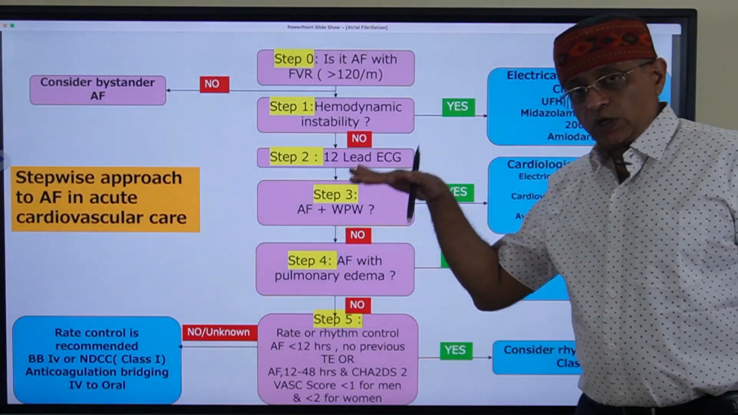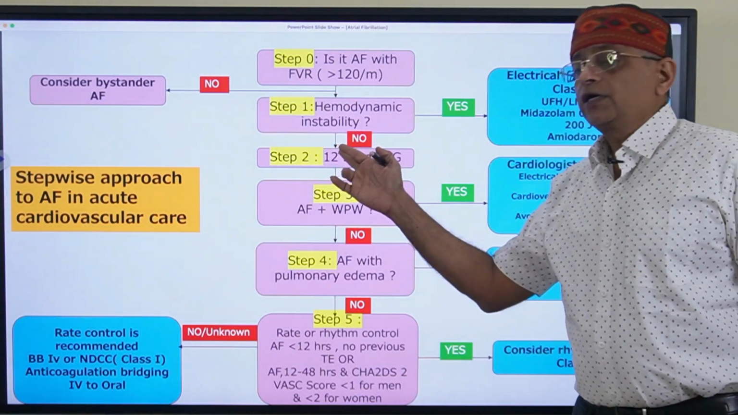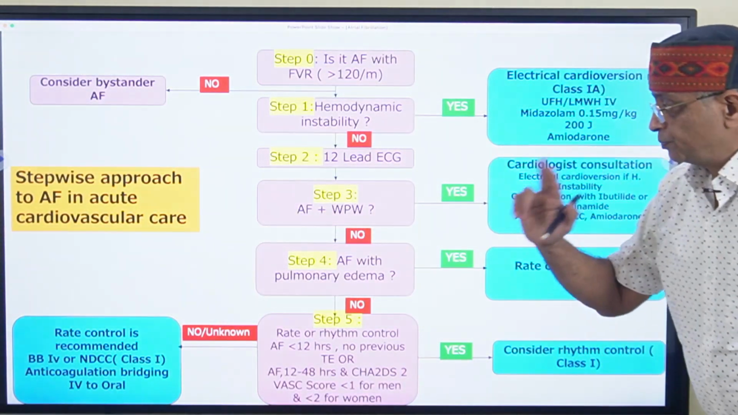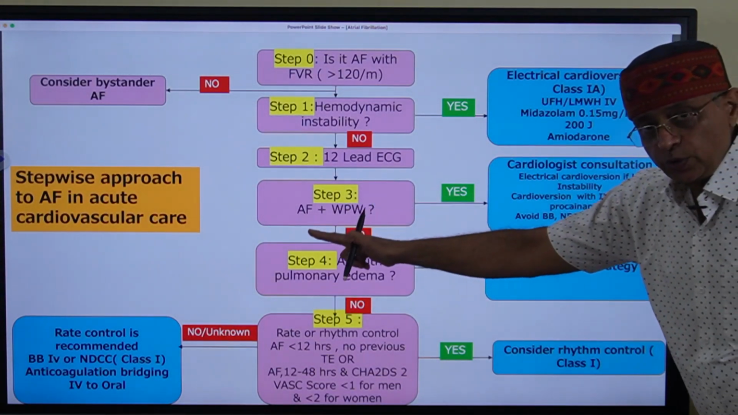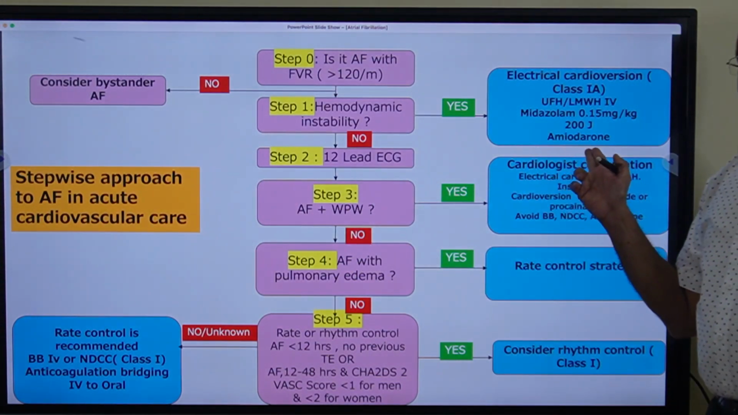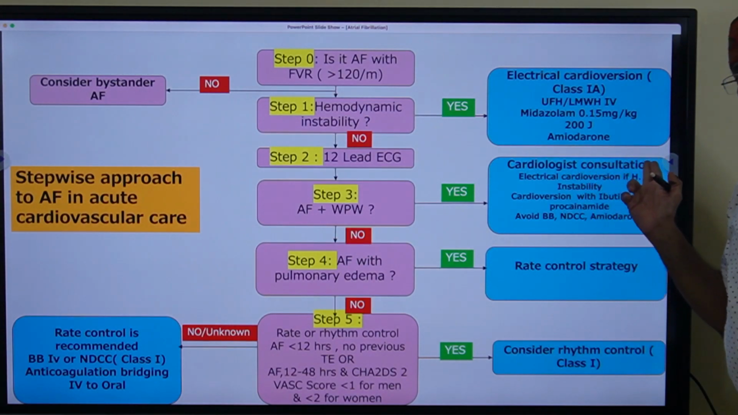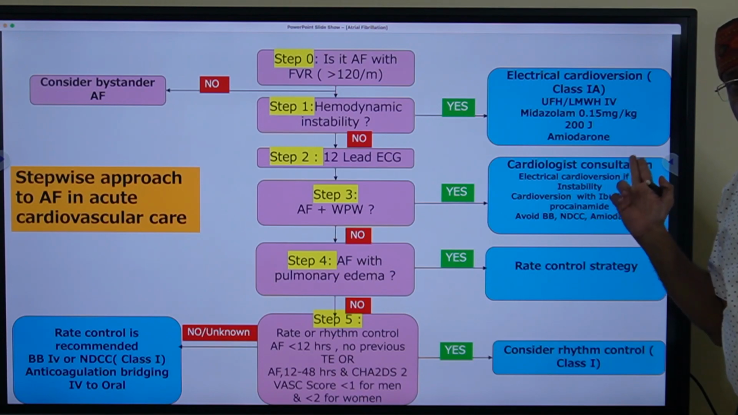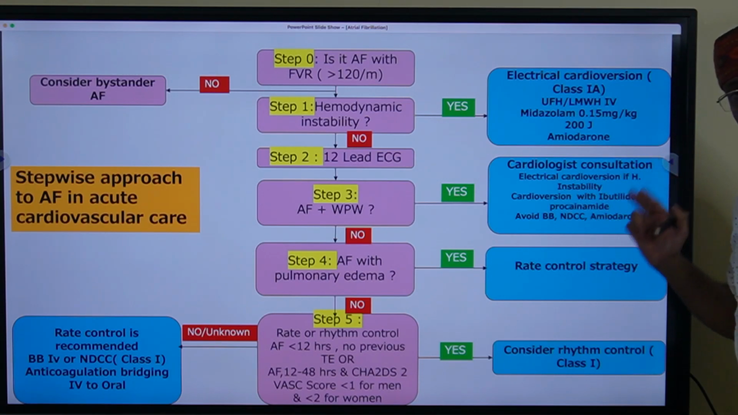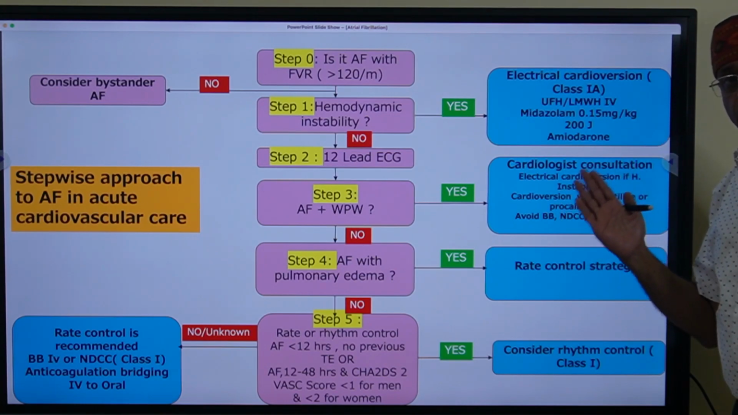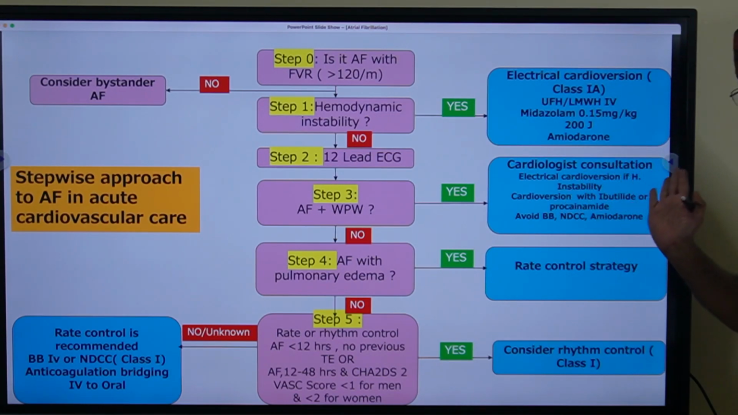If no, the patient does not have hemodynamic instability, then step 2, get a 12-lead ECG. Then step 3, does the ECG show WPW, that is pre-excitation, in addition to AF? If yes, then better to consider cardiological consultation. If the patient has hemodynamic instability with AF and WPW, then the treatment of choice is cardioversion. Remember to avoid drugs which slow AV conduction like beta blockers, calcium channel blockers and amiodarone. If at all you want to consider pharmacological cardioversion, you could give ibutilide or propafenone.